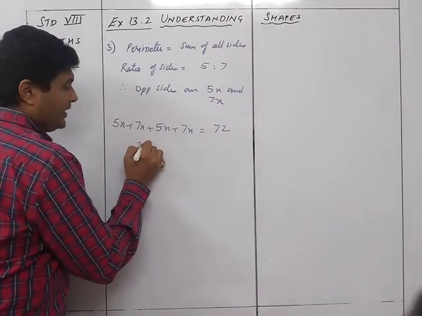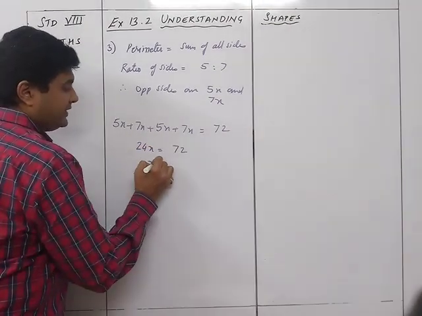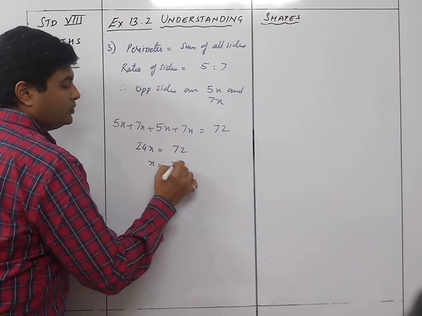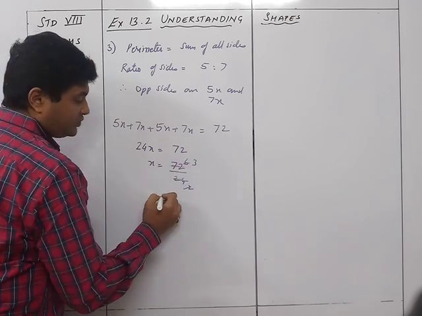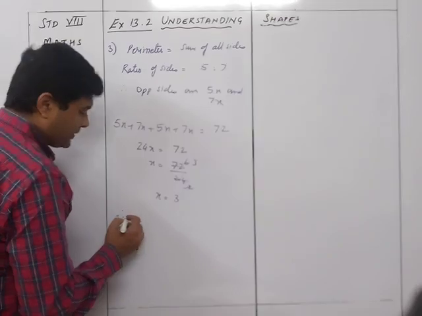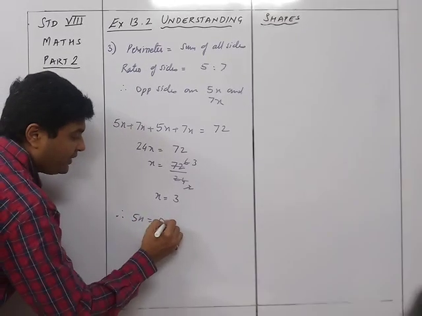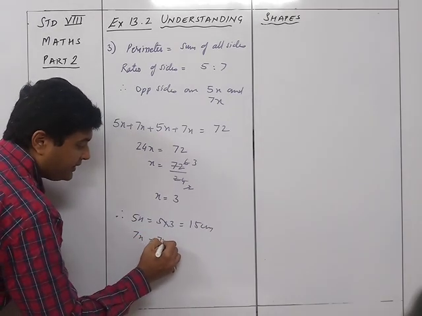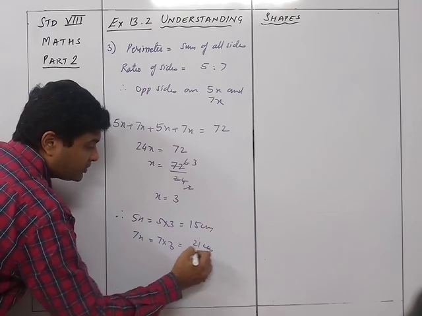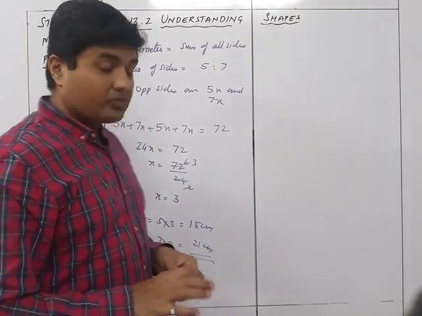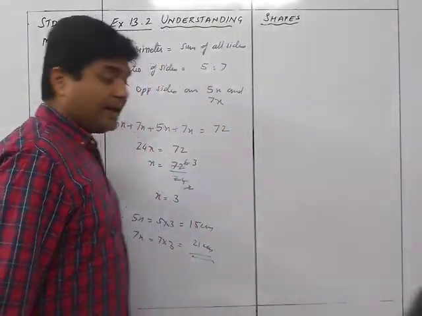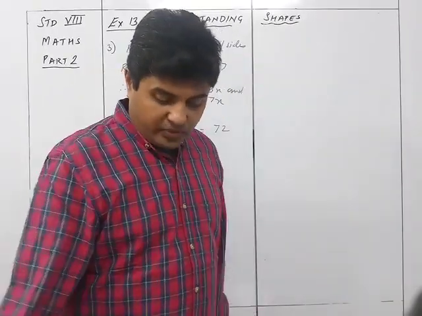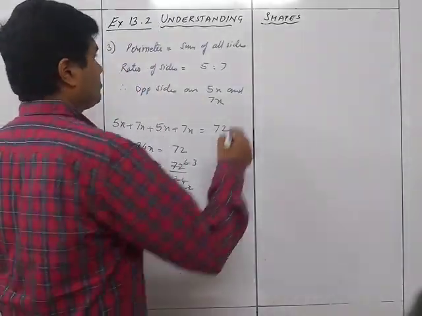12 plus 24. So 24x is equal to 72. x is equal to 72 upon 24. 12 2s are 12, 6s are, then it's 3s are. So that's why x is equal to 3. Therefore, 5x is equal to 5 into 3 is equal to 15 centimeters. And 7x is equal to 7 into 3 is equal to 21 centimeters. The opposite sides are 15, 15 and 21, 21 each. That was sum number 3. We now move on to sum number 4.